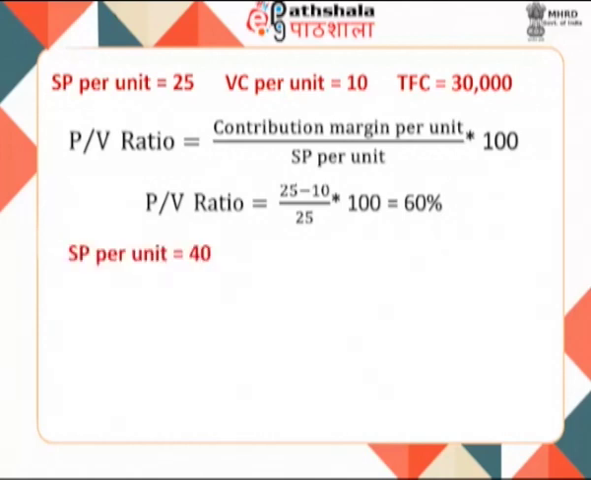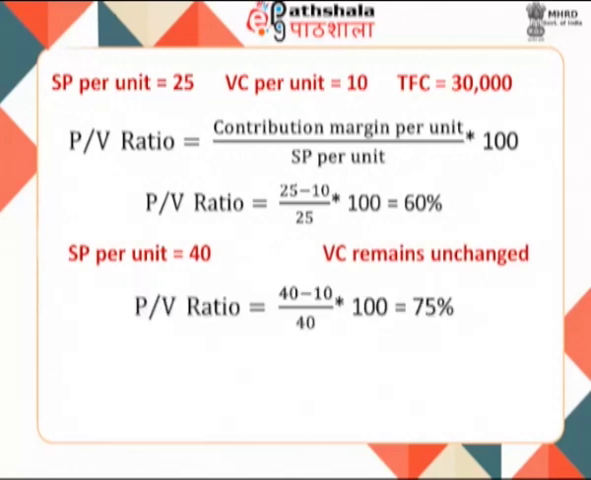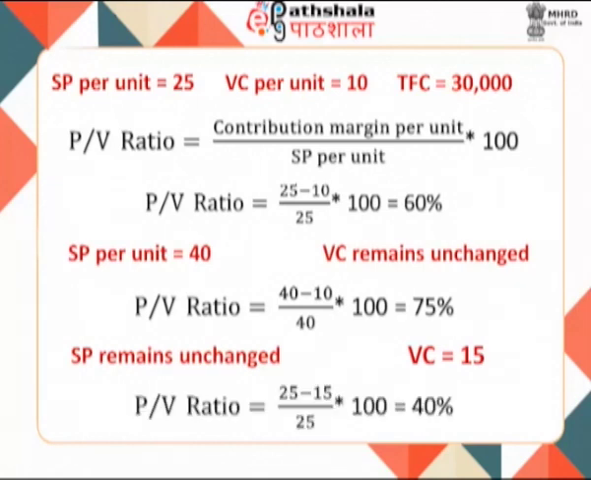If the selling price increases to Rs 40 and the variable cost remains unchanged, the PV ratio will increase to 40 minus 10, whole divided by 40 multiplied by 100, is equal to 75%. If the selling price remains unchanged and the variable cost increases to Rs 15, the PV ratio will decrease to 25 minus 15, whole divided by 25 multiplied by 100, which is equal to 40%.